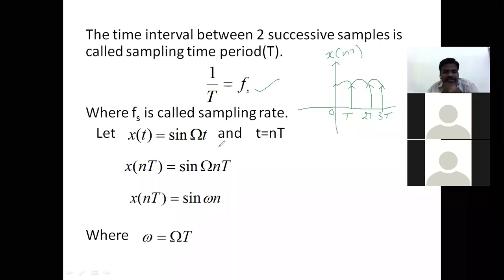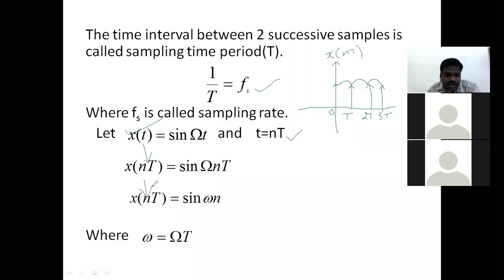Now, let us explain this with mathematical equations. Let us consider x of t equal to sine omega t, and t equal to n into capital T. Definitely the question will mention the sample time period also, at what time you are asked to sample the given signal. Now substitute t equal to nT here. So what do you get? x of nT equal to sine of omega into n into T. I am simply replacing small t by n into capital T.